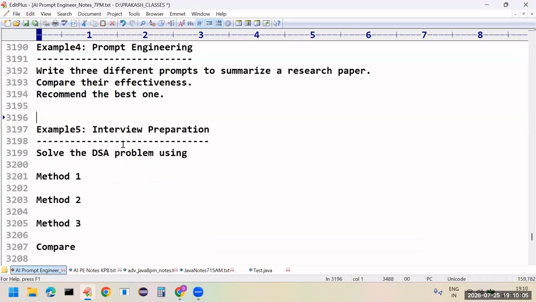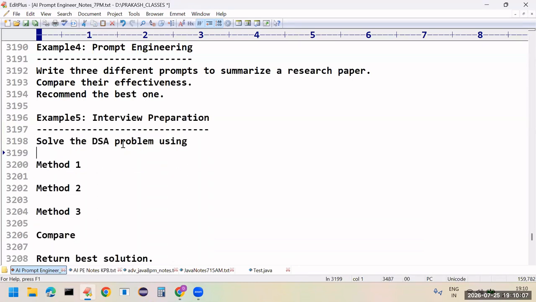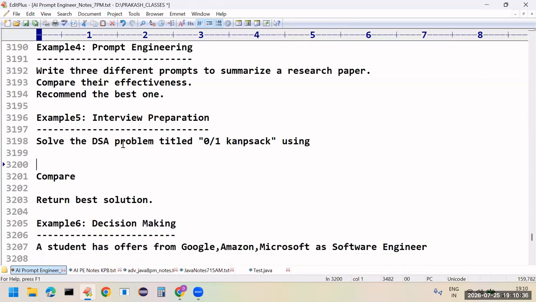Let's go for the fifth one. Solve the DSA problem. Which DSA problem will we take? Maybe the 0/1 knapsack problem. I want to solve this problem using what methods? Maybe the greedy approach.